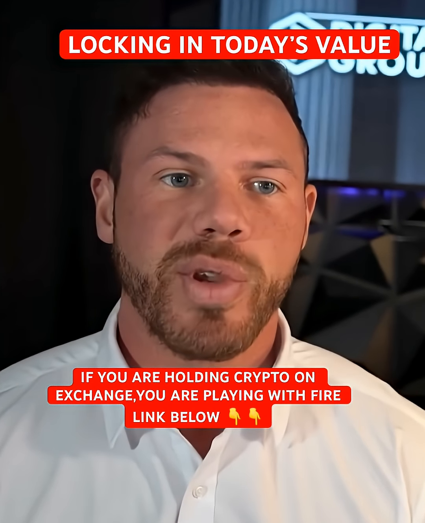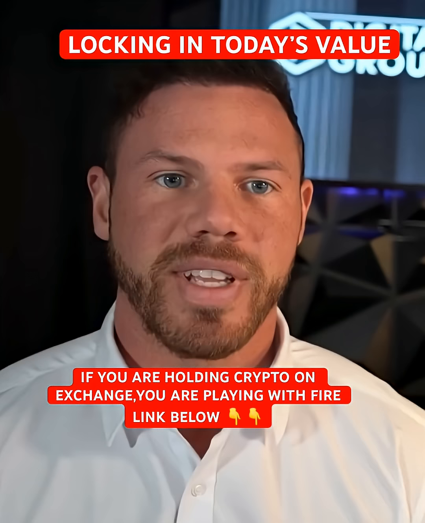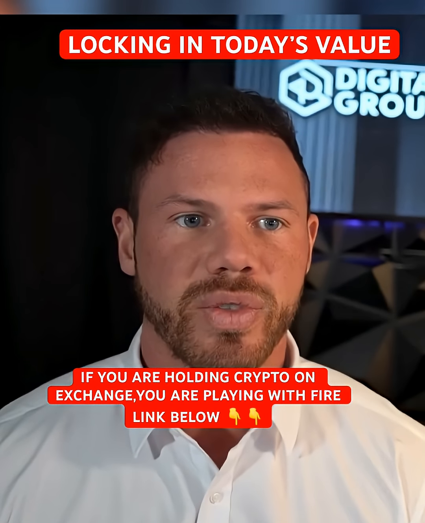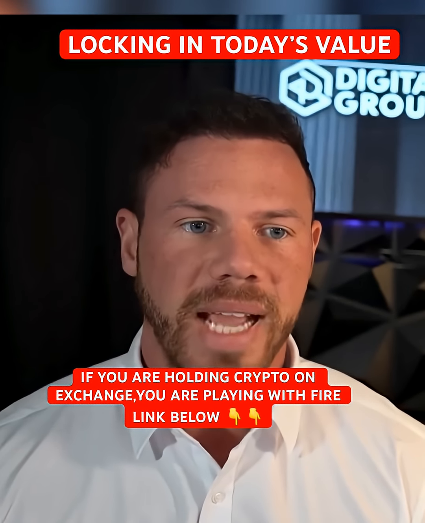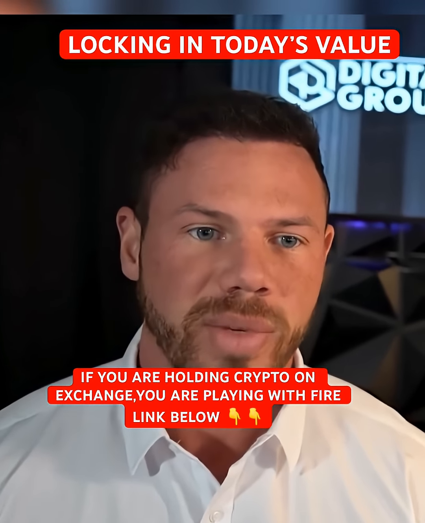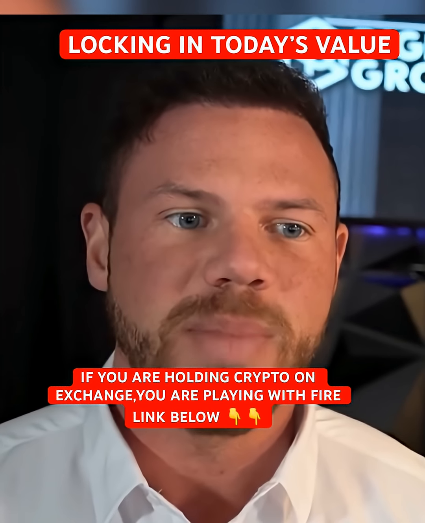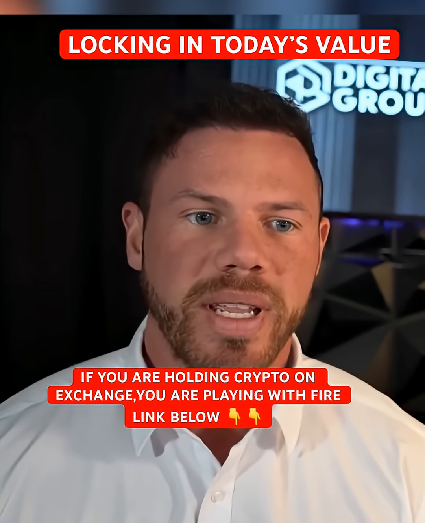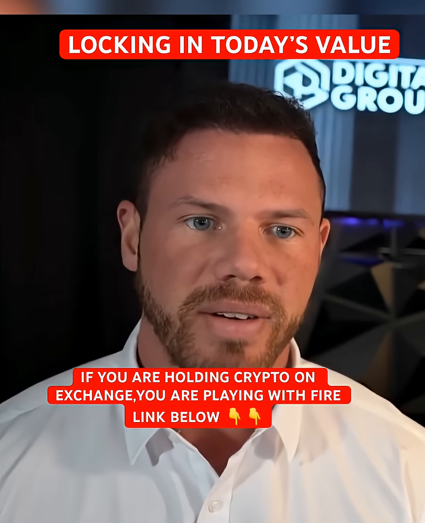Now let's talk about the 3 ways that people accidentally trigger that 40% tax. Number 1, direct skip. Your assets transfer directly to your grandchildren. If you didn't properly allocate the GST exemption, that transfer, well, it's going to trigger a 40% tax immediately. And here's the painful part. The person making the gift pays it. You gave money away and write a massive check to the IRS at the same time.